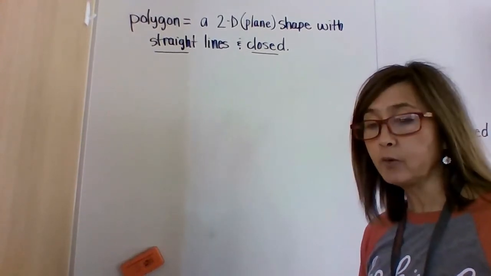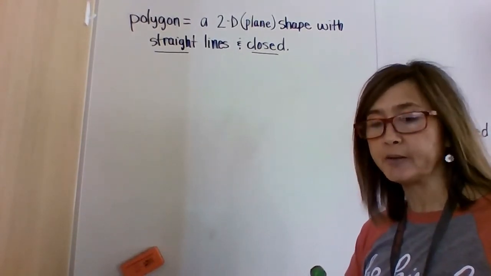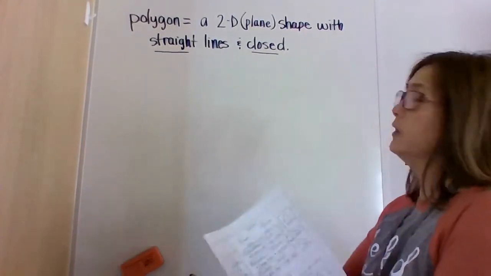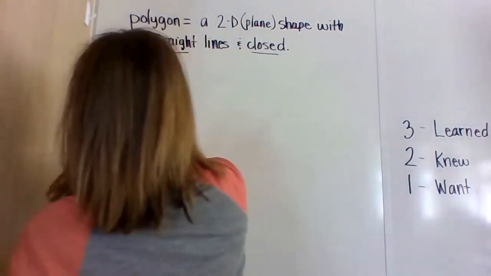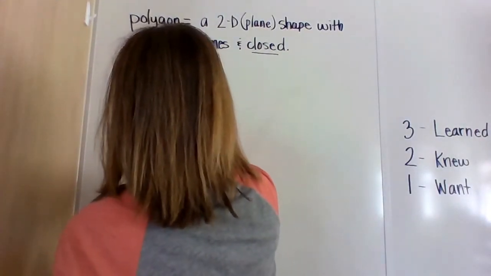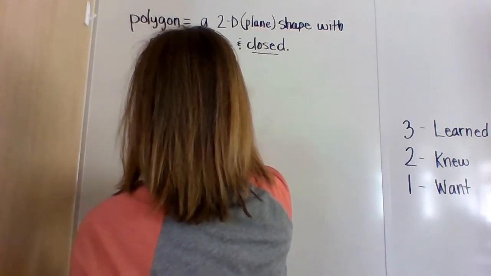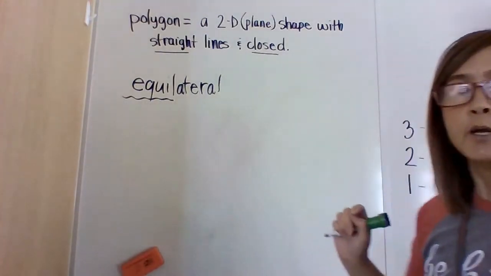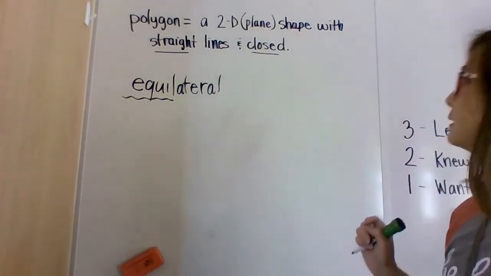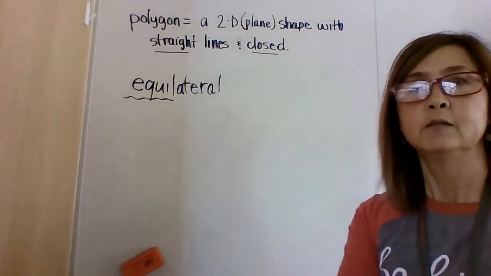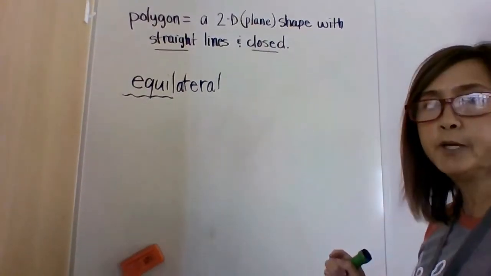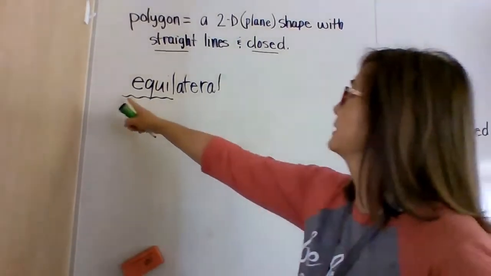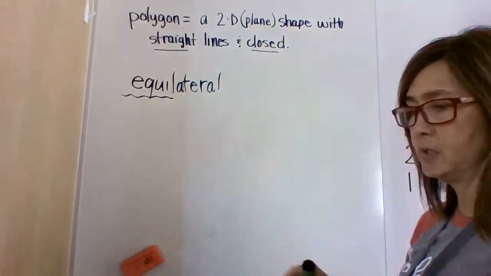Okay, so today we're going to work on classifying triangles by their sides as well as by their angles. The first triangle I want you guys to know about is an equilateral. And hopefully you can kind of see the word there. I'm in the classroom, so the videos are not as clear with the lighting in here. Okay, so an equilateral triangle.